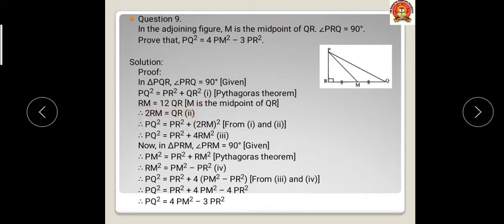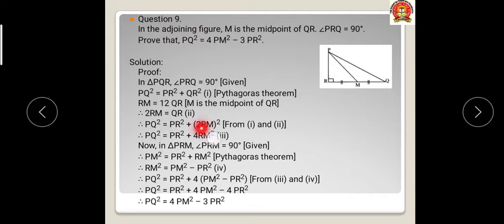2RM is equal to QR, and now PQ square is equal to PR square plus, instead of QR square, what do you have to write? 4 RM square. Why do we have to take it? We have to take it because we want this answer. What do we have to prove? According to that, you have to write the steps and use the theorems.